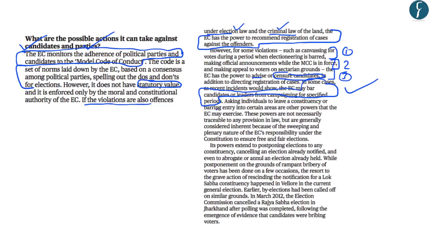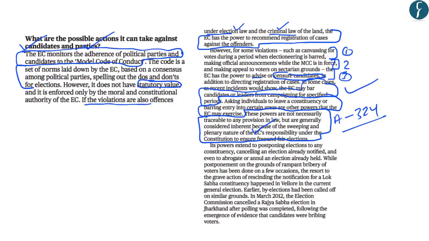Further, the Election Commission of India also asks individuals to leave a constituency or stops the entry of these candidates into certain areas. However, these powers are considered inherent because of the sweeping and plenary nature of the Election Commission's responsibility under the Constitution to ensure free and fair elections. So the Election Commission of India draws the powers of censuring the candidates and advising them from Article 324, which provides it powers for superintendence, direction and control of the elections, for conducting and ensuring that there are free and fair elections in India.